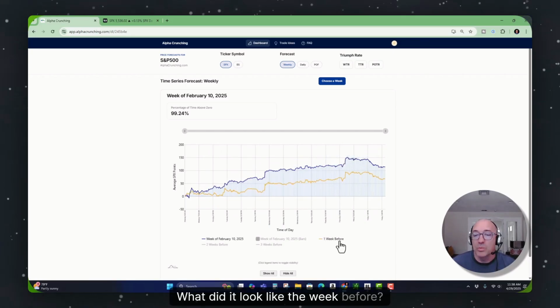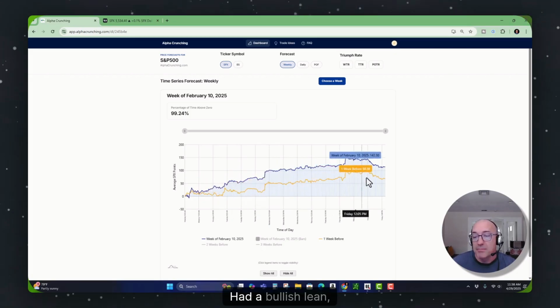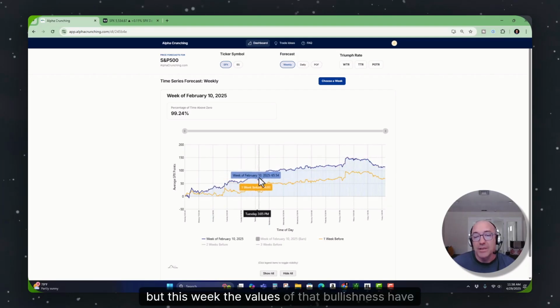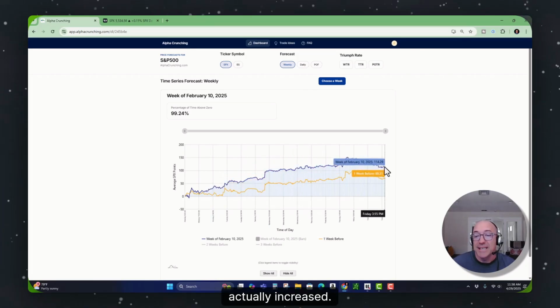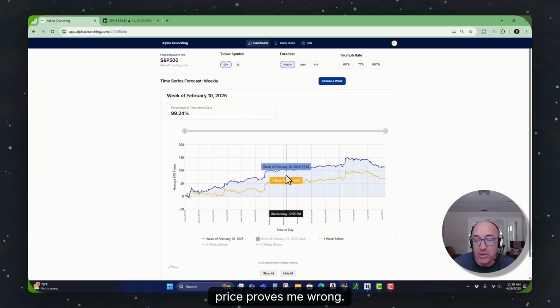What did it look like the week before? Well, the week before was also very bullish, had a bullish lean, I like to say. But this week, the values of that bullishness have actually increased. So I'm continuing to stay on the long side until price proves me wrong.